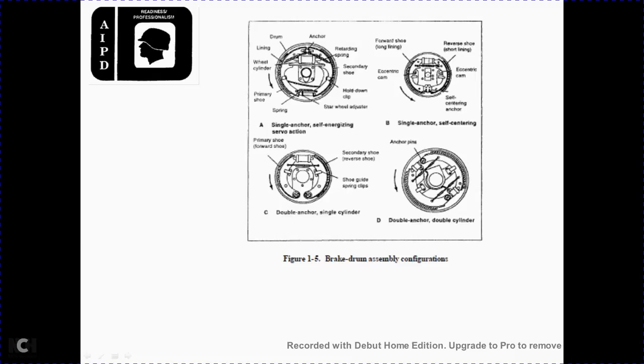Counterclockwise rotation. C, double anchor single cylinder, primary shoe, forward shoe, single secondary shoe, reverse shoe guide, and spring caps, counterclockwise rotation. Double anchor double cylinder, anchor pins.